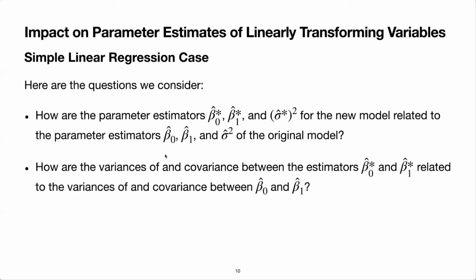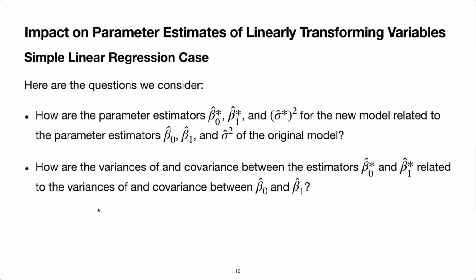So again, we had the original model, and beta 0 hat and beta 1 hat were the least squares estimators of beta 0 and beta 1 in that model, and sigma hat squared was the estimate of the error variance in that model. On the other hand, beta 0 star hat and beta 1 star hat denote the least squares estimators of beta 0 star and beta 1 star in the new model that we just saw on the previous slide. So the question is, how are those parameter estimators related to the parameter estimators from the original model?